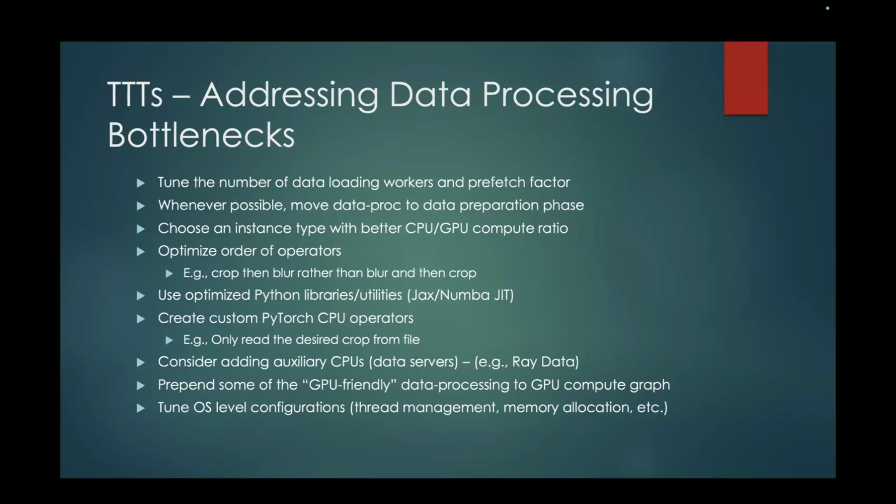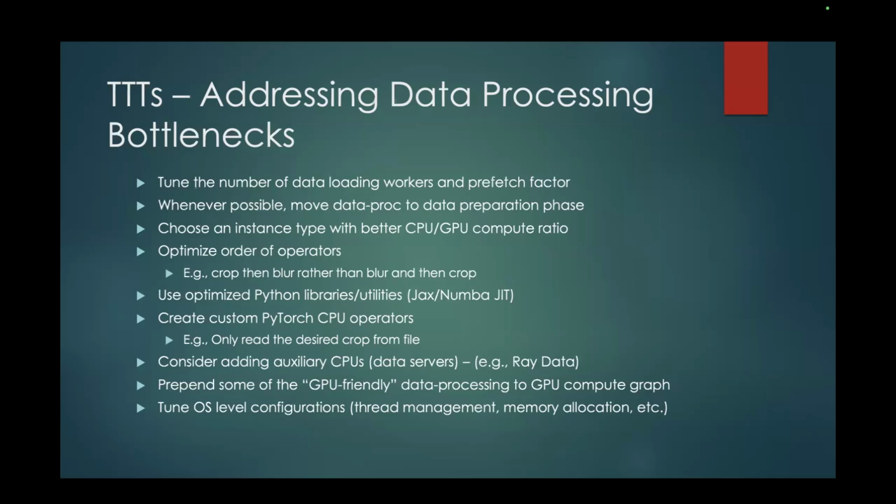You should optimize the order of operators. This is a pretty trivial one, but it sometimes needs to be spelled out. If you are cropping and then blurring, rather than blurring and then cropping, you could save a bunch of CPU cycles. You should use optimized Python libraries, such as JAX and Numba, just-in-time compilation utilities. Sometimes you may want to create a custom PyTorch CPU operator.